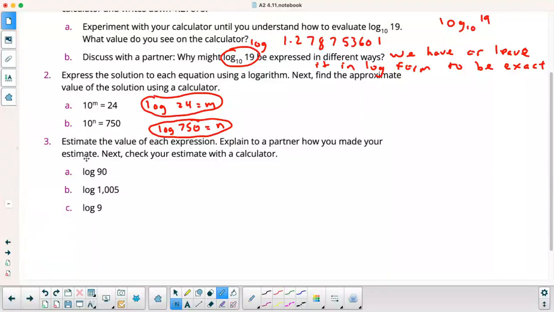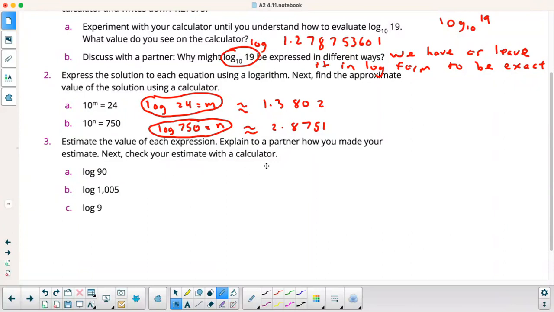All right. So, oh, it does say next, find the approximate value on a calculator. So I guess I can do that here. I just type in log of 24 and I get 1.3802. I always like to take out 3 or 4 decimals because these are very sensitive. If I round to the tenth and then I try to take 10 to the 1.3, it's not going to be very close to 24. Next one, log of 750, 2.8751.